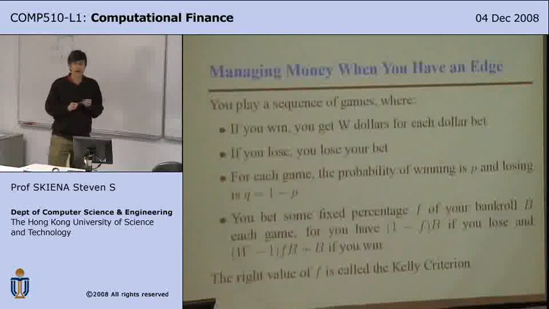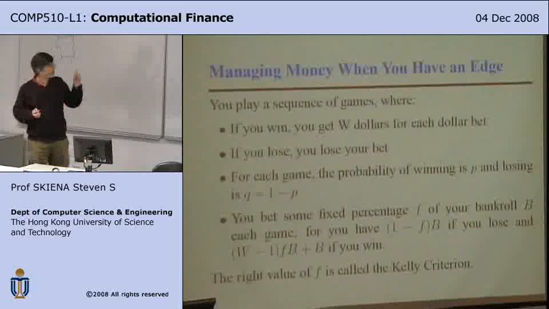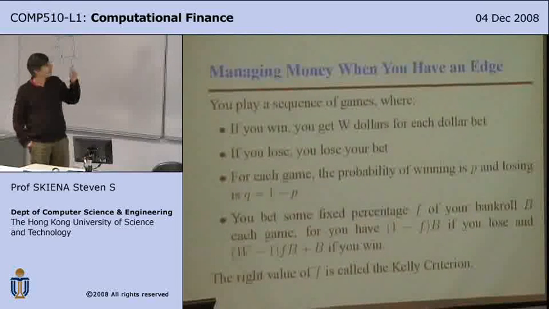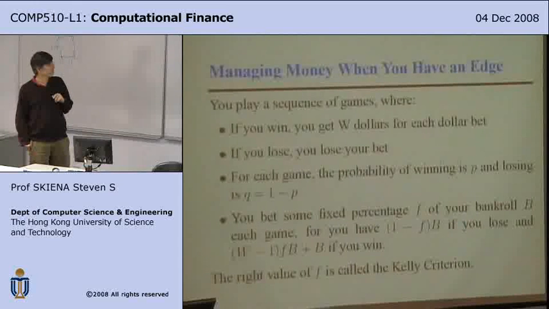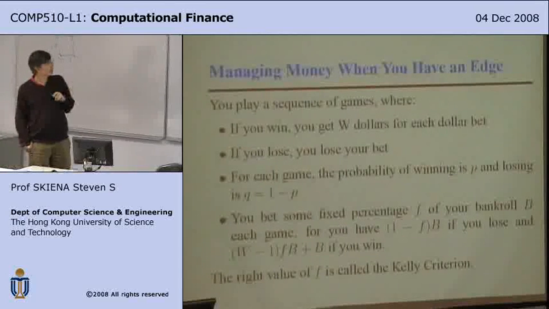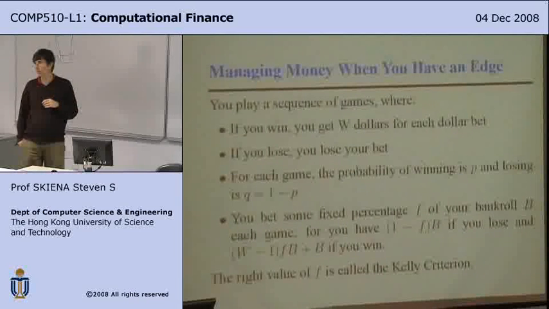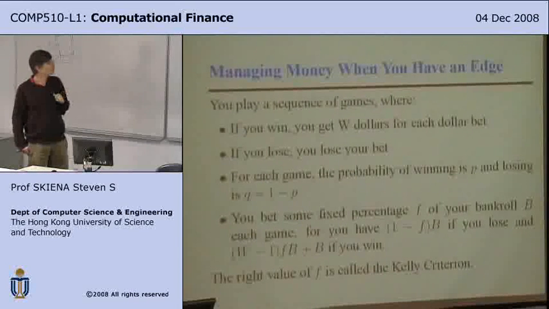And so we're now going to imagine the following situation. We'll talk about it in terms of games. When you're playing a series of games, if you win, you get W dollars for every dollar you bet. In principle, W's got to be above 1.